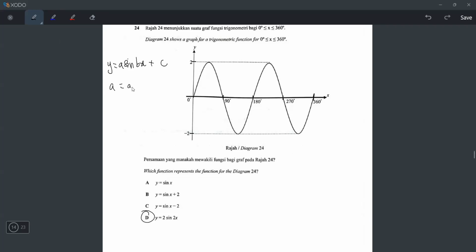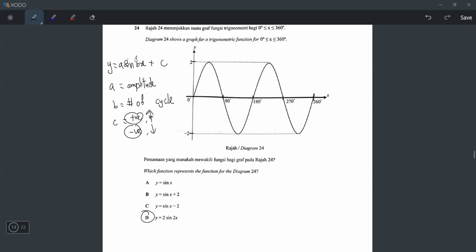A is amplitude. B is number of cycle. C is... if it's positive, then move up. Put arrow, move up. If it's negative, then you move down.